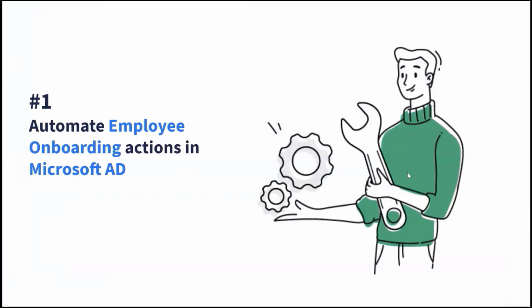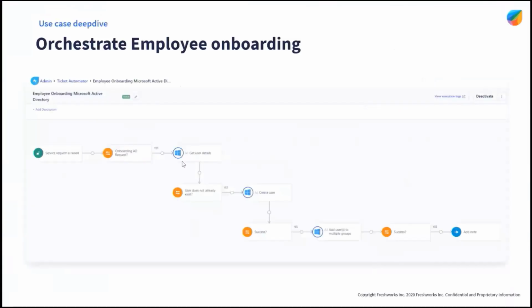I'm going to demonstrate a simple onboarding use case, focusing on various actions that you can perform in your Microsoft Active Directory. Let's take a quick overview of the workflow, which we'll be configuring now. Whenever a service request is raised, we are confirming if it's an onboarding request. Now we are checking if that particular user already exists in the Active Directory by first getting the user details. If the user does not exist in your AD, we are going ahead and creating that user by mapping all the attributes in the AD. Then, ensuring the previous request is a success, we add the user to multiple groups. Once again, we confirm that the previous request is a success and finally add a note to the ticket. Let's quickly dive into the workflow and see how we can configure this.